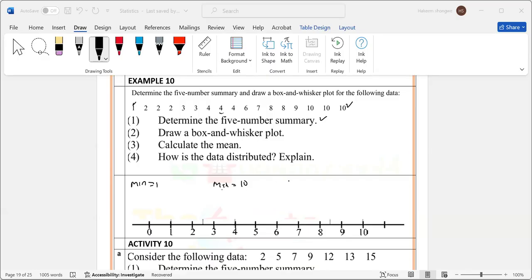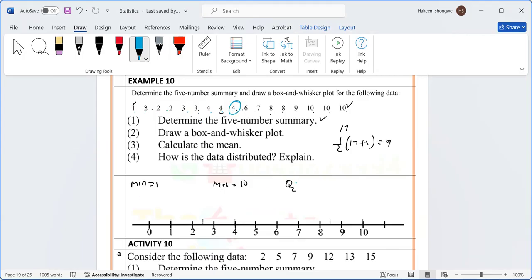After that, we should determine Q2. Q2 is 4. How do you know? We count: 1, 2, 3, up to 17. So we have 17 values. Remember, we have 1 over 2. We have 17 plus 1, which gives us 18, then 9. Let's look for the value occupying position number 9: 1, 2, 3, 4, 5, 6, 7, 8, 9.